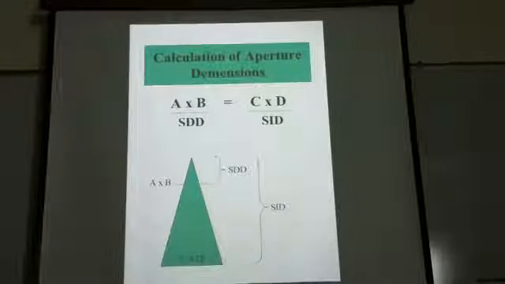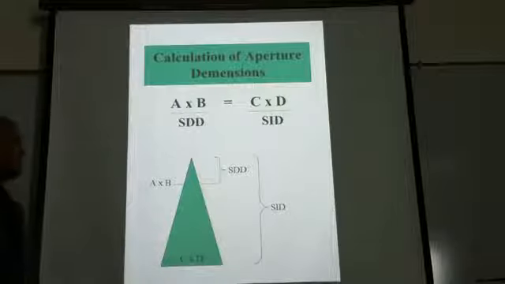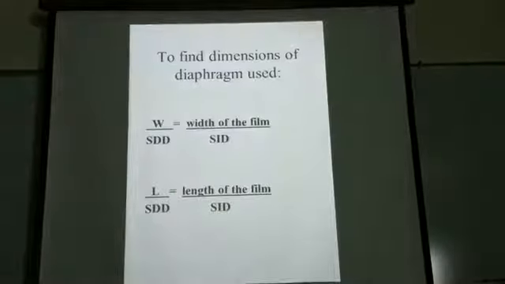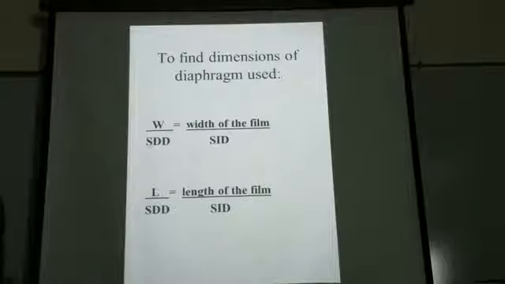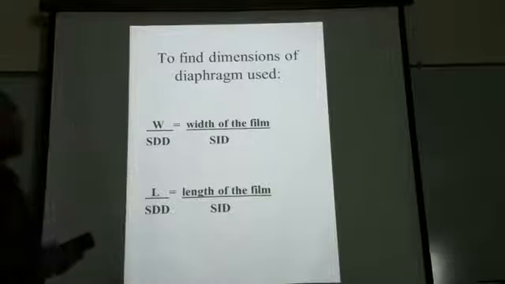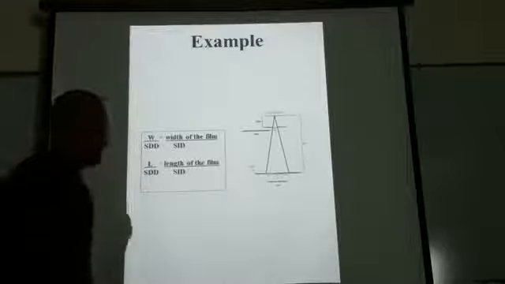A by B is the dimension of your diaphragm. C by D is going to be the dimension of your beam size, the projected beam size. So to find our dimensions, we're going to have to do this twice. Once to figure out the width, the other to determine the length of the aperture size of our window. This is what it means.